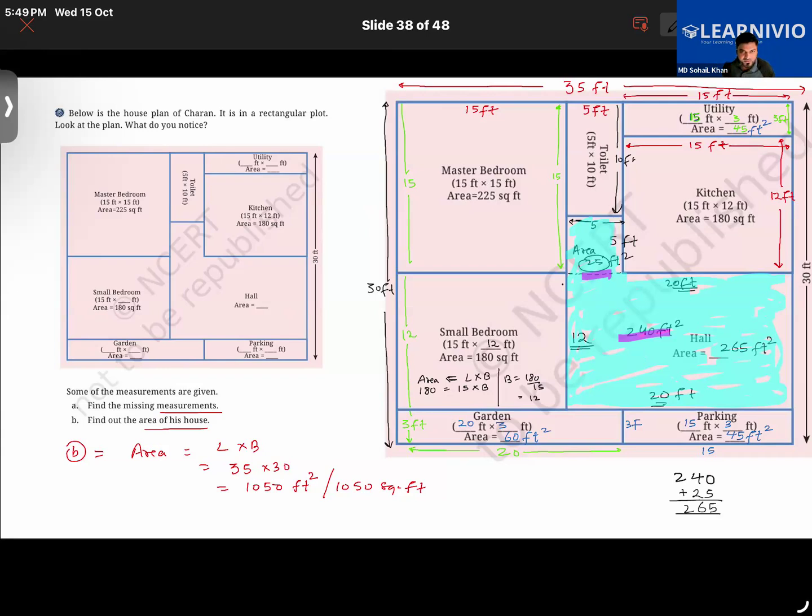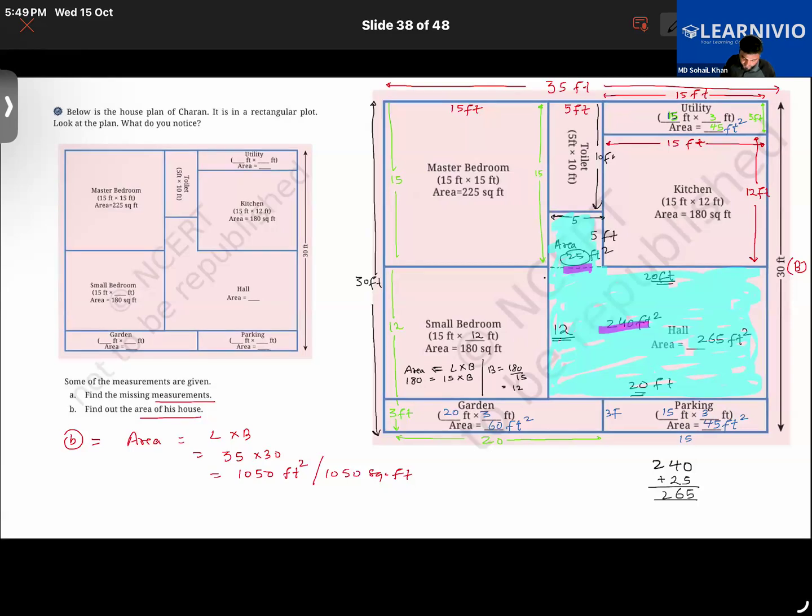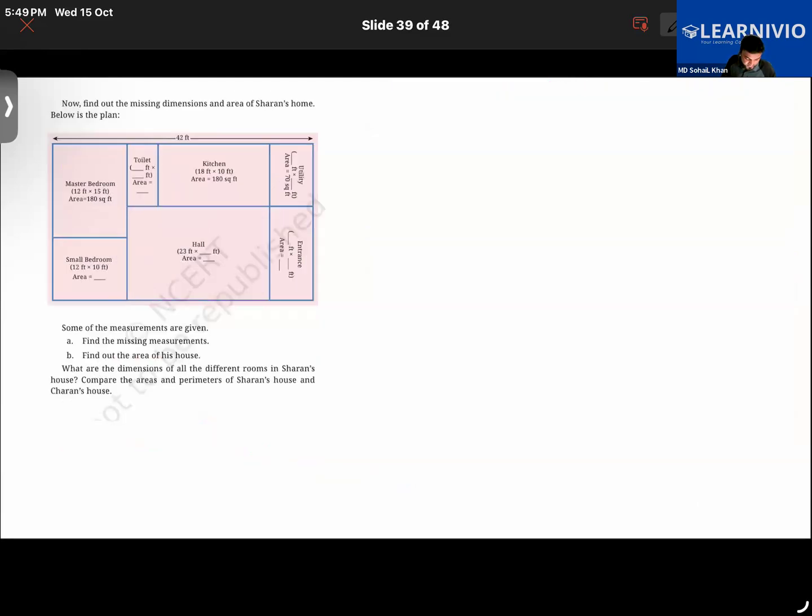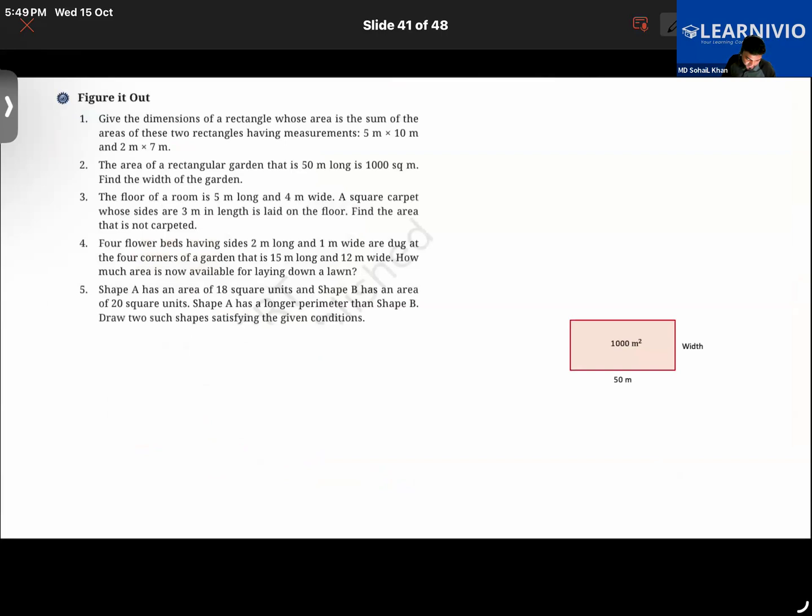Hope you have understood this. Any questions from this? No? Okay. So in this manner, such kind of questions have to be done. We have some more questions which are of a similar nature, and we will try to do that also.